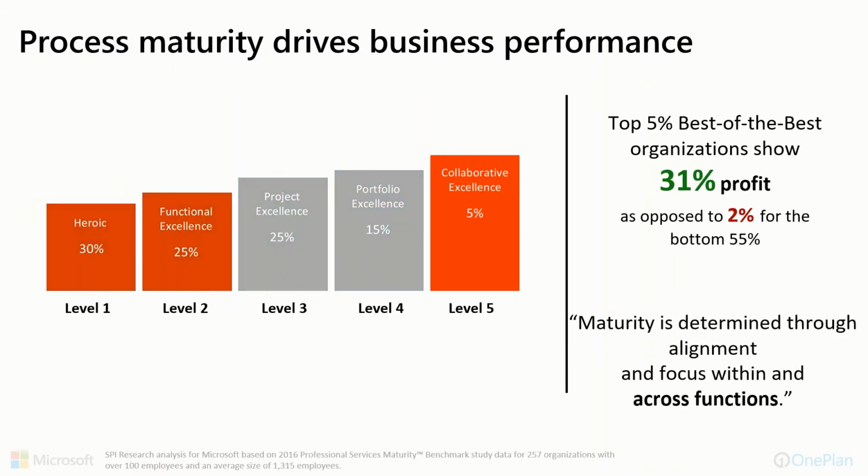So the analysts have shown over the past that process maturity in this professional services area drives business performance. If you think about levels of maturity on the left-hand side, from a level 1, that's heroic, all the way up through level 5, which is collaborative excellence. If you break these into 3 chunks, the top 5%, which is that level 5, the ones who are really good at it, show 31% profit in their services, as opposed to 2% loss for the bottom 55%, which is level 1 and 2. And maturity is determined through the alignment and focus within and across functions, meaning these things have to synergize and work well together.